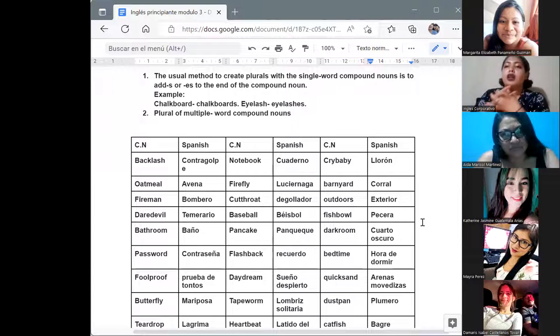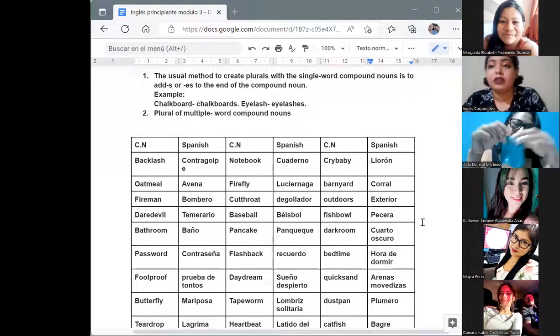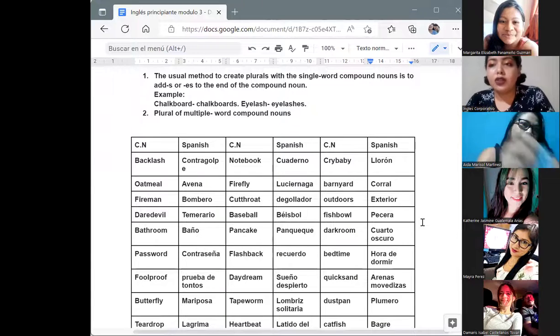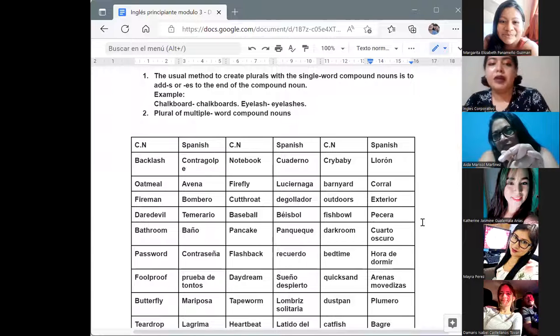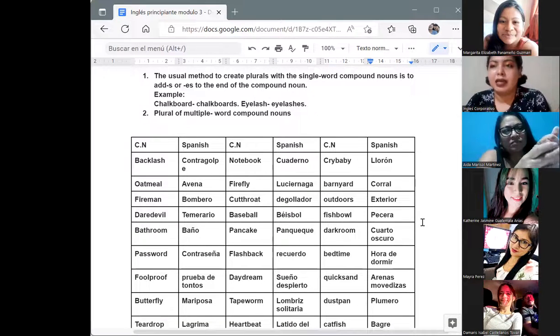In this case, they are using two different words to create one new word. That is the base of the compound nouns, that we use different nouns to create another word with a different meaning. For example, fire is fuego. Fly es una mosca. Pero si lo juntamos y ponemos firefly, es una luciérnaga. No podemos decir es una mosca en llamas, porque no tiene sentido. En ese caso, le da un significado diferente.